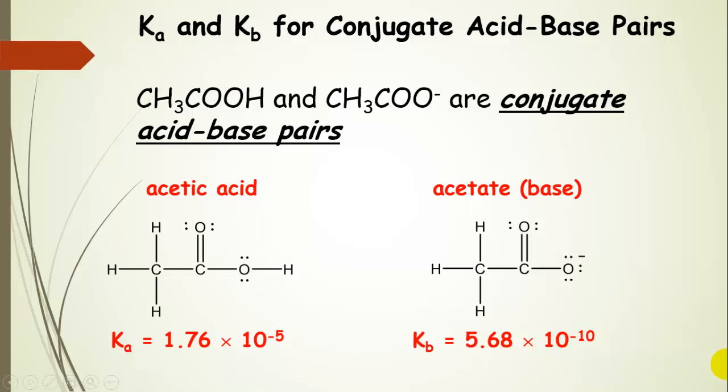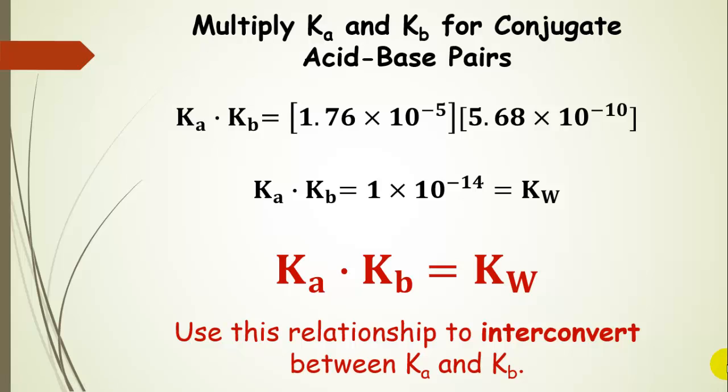Now these guys have kind of a special relationship, because if we multiply them together, we're going to get 1 times 10 to the negative 14. So remember, that is the value for Kw at 25 degrees C. So a new relationship that we have to interconvert between Ka and Kb for conjugate acid-base pairs is Ka times Kb is equal to Kw.